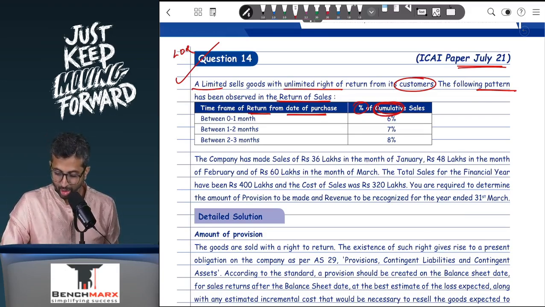So let us say you are on 31st March. Between 0 to 1 months, this must be sales made in March. Between 1 to 2 months, ideally this must be the sales made in February. However, cumulative sales means February plus March. Similarly, between 2 to 3 months, this must ideally be the sales made in January.